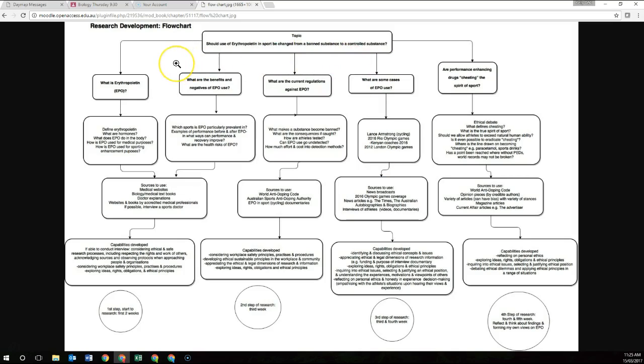So depending on how you like to set up your research project mind map, it doesn't have to be the same as this one or the other one that I showed you, but it does have to have those key criteria that I have pointed out in the last one as well as this one.